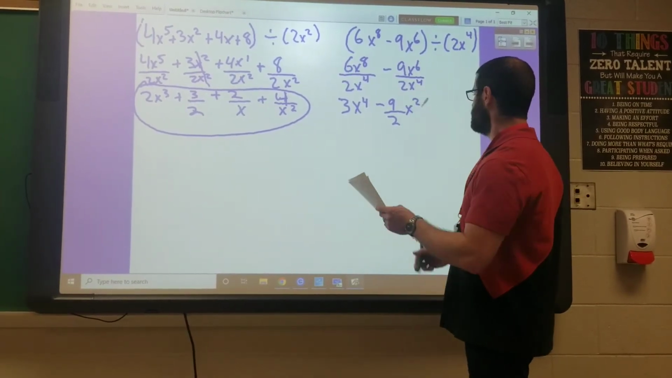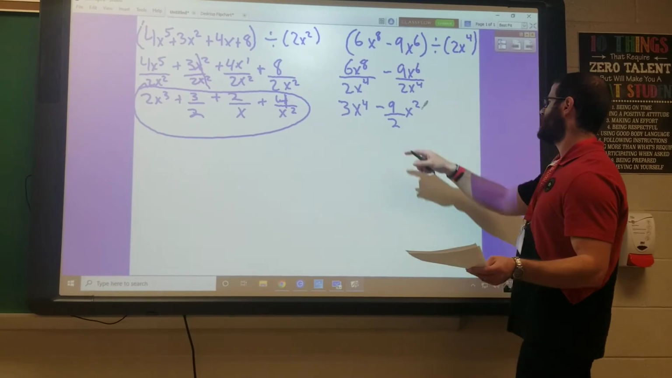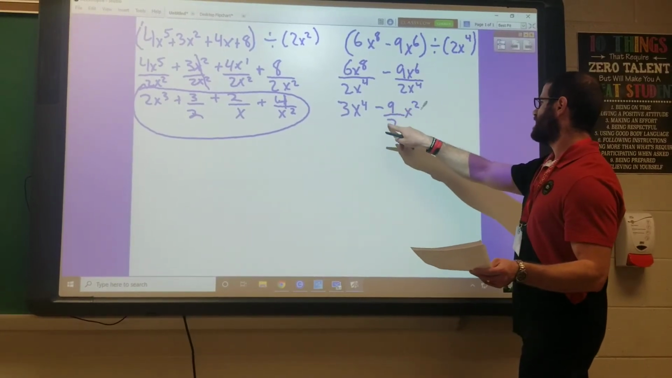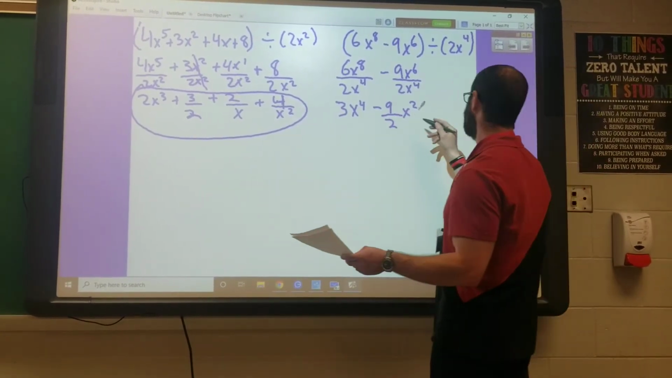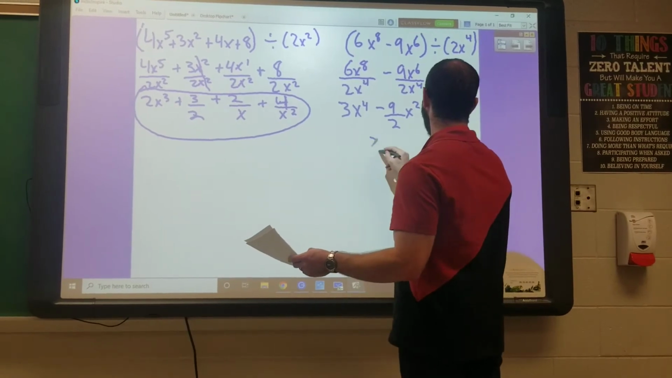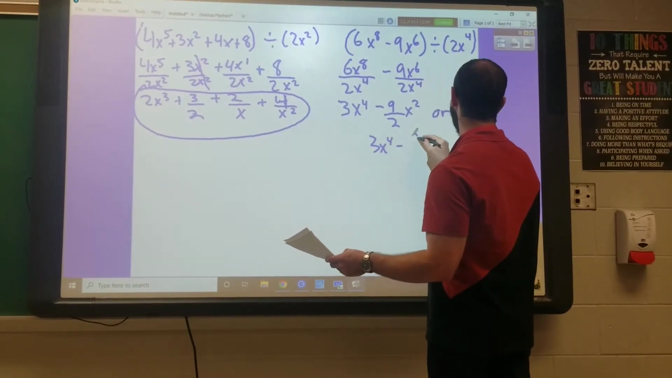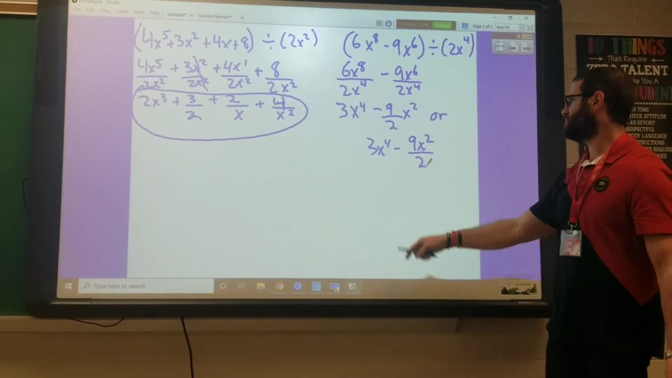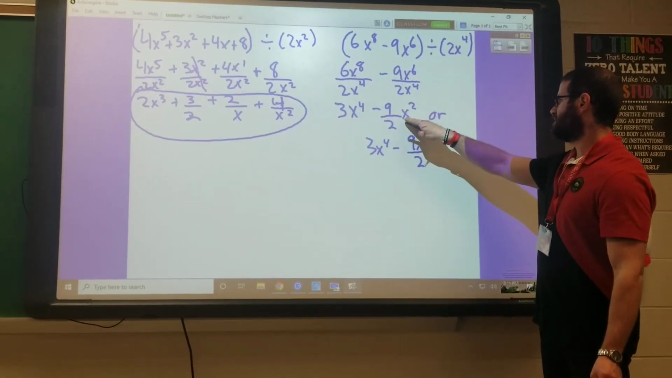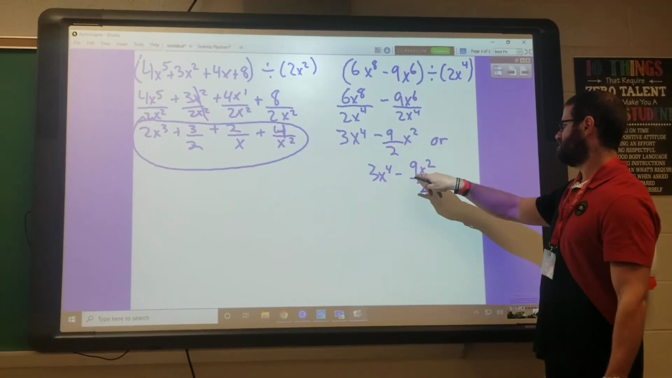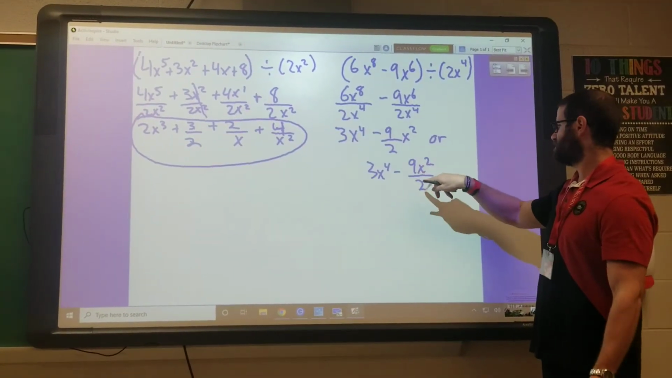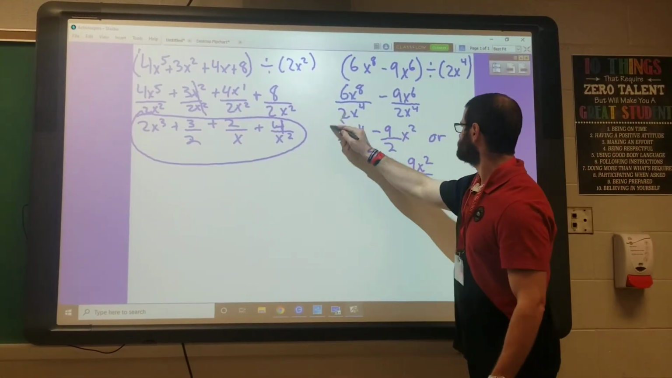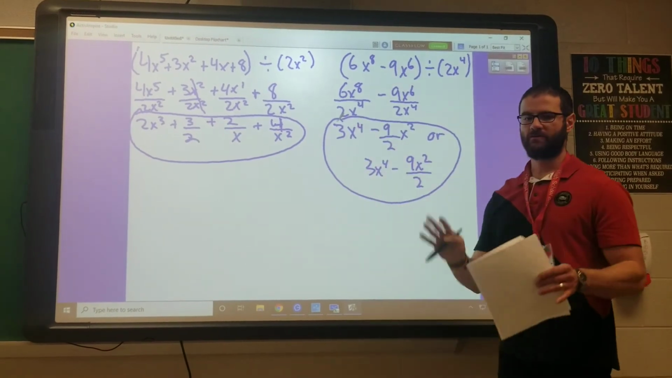So I would just have x squared. Okay, so technically I could write negative 9 over 2, and then the x squared, or I can do 3x to the 4th minus 9x squared over 2. So those mean the same thing, either the fraction and then the exponent outside the fraction, or you can have the x squared on top of the fraction with the 9. Either way, that would be your final answer for that problem.